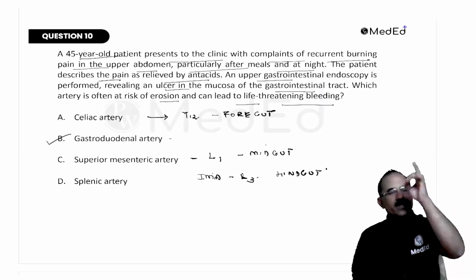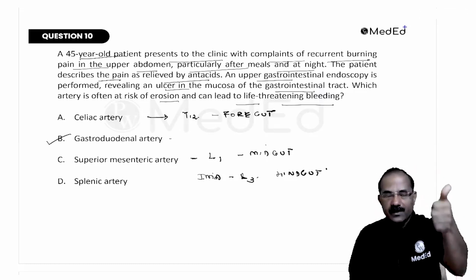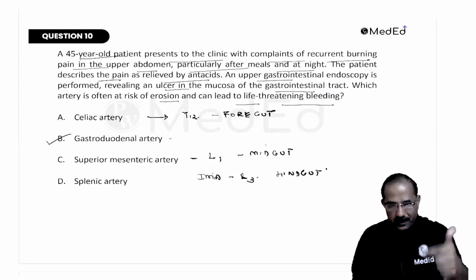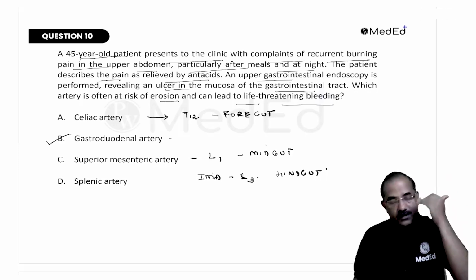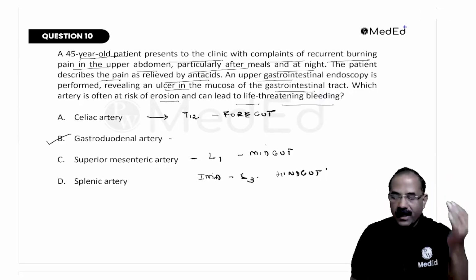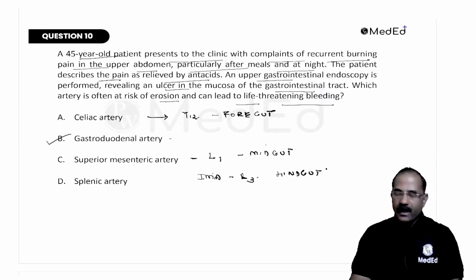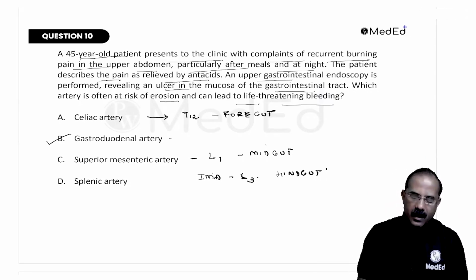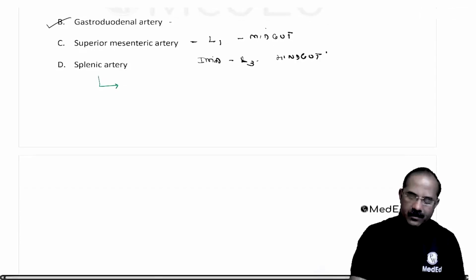So celiac trunk vertebral level, you have to remember these vertebral levels. Vertebral levels are very important. Okay, celiac trunk is T12, supplies the foregut. Superior mesenteric vertebral level is L1, supplies the midgut, and inferior mesenteric artery vertebral level is L3, supplies the hindgut. Perfect? Can anyone tell me the branches of splenic artery? Branches of splenic artery. Can anyone tell me the branches of splenic artery?